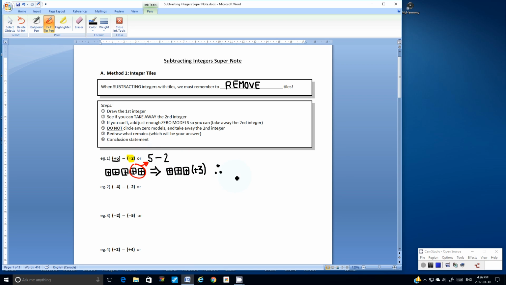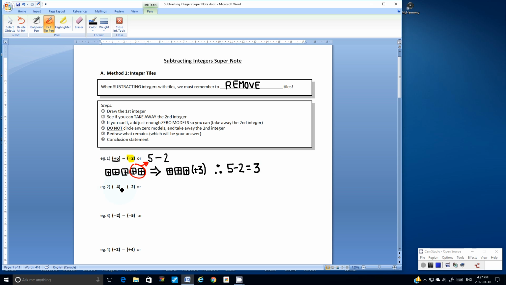So let's take our question. We have 5 minus 2. And then we have our answer, and let's write it in standard form without the brackets, without the positive sign, and we just have 3. So this is our integer statement in standard form. 5 minus 2 equals 3. Okay, so this is the easiest type of question when it comes to subtracting with integer tiles.